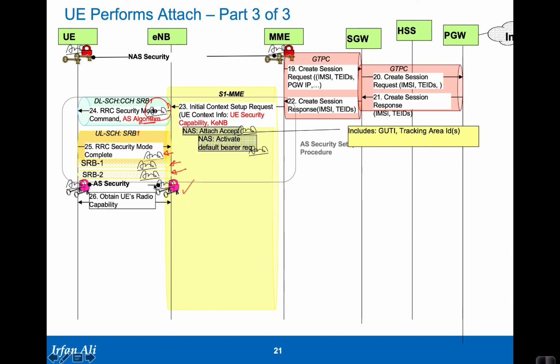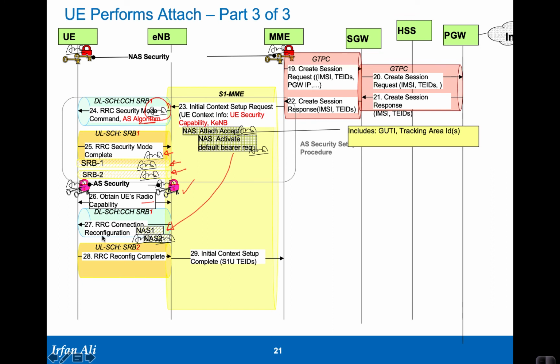And once this security is set up, the eNodeB can go ahead and request the UE radio capabilities from the UE using encrypted and integrity protected messages. And along with that, after SRB1 and 2 have been set up, it goes ahead and does the RRC reconfiguration and provides the NAS messages piggybacked into the RRC connection reconfiguration message to the mobile.